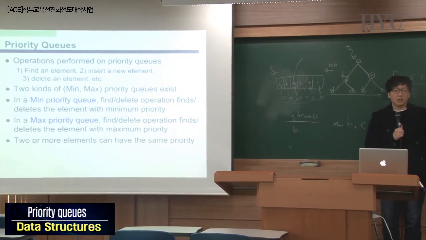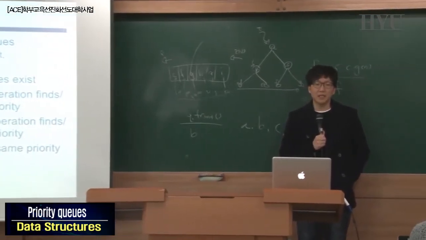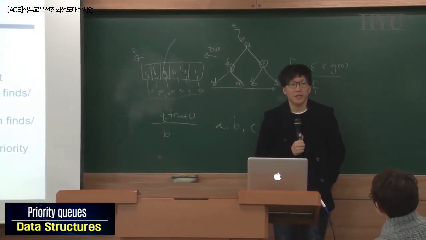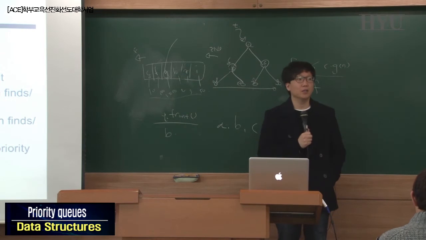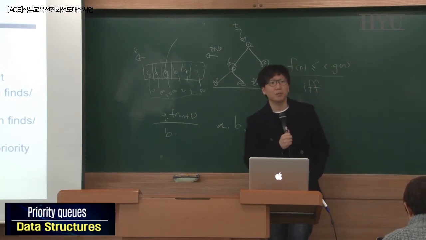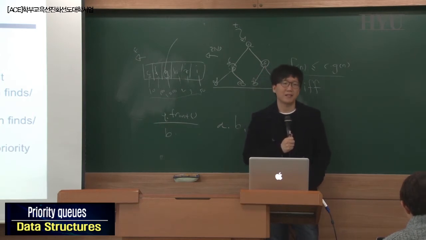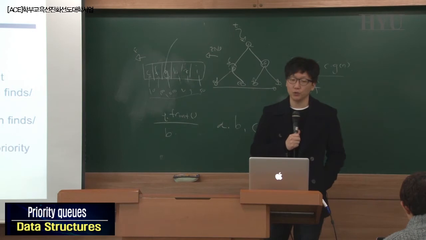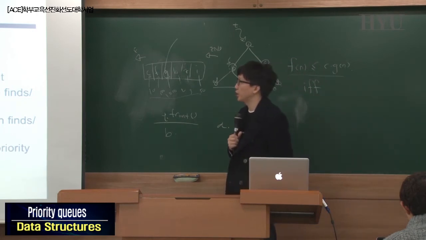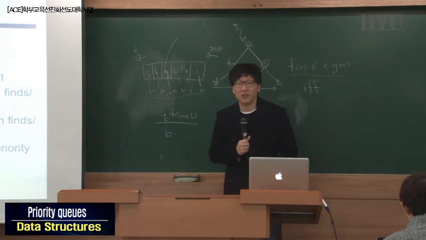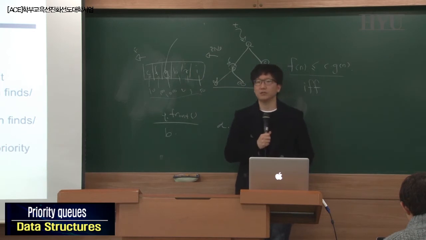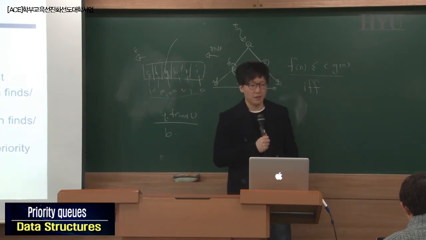So two kinds of priority queue exist: min and max. If you take out the elements with the minimum priority value, it's probably a minimum priority queue. If you take out the largest one first, probably a maximum, max priority queue. Min and max priority queue. Of course, there are other smaller different queues out there, but these are the things that we will cover here in this chapter.